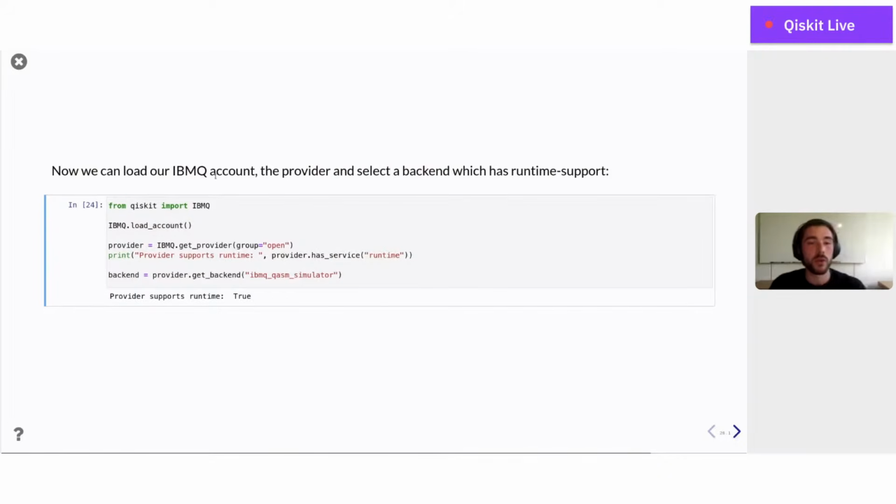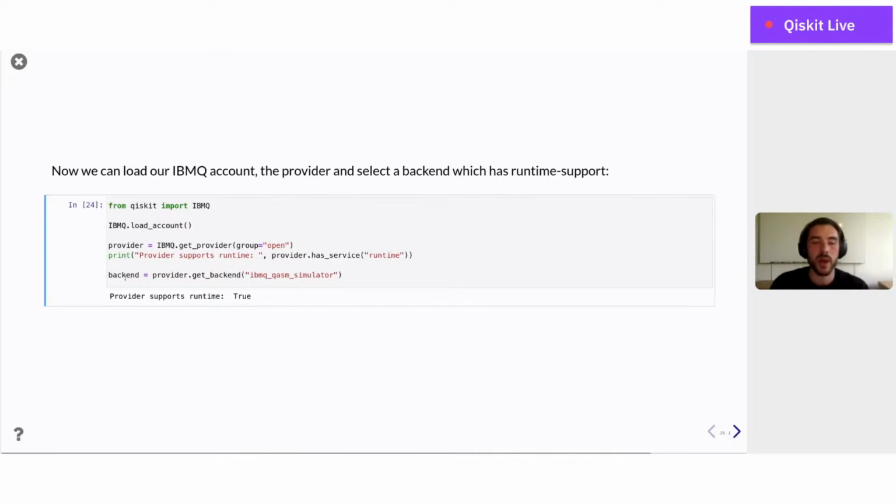So first, you will need to have an IBM Q account, which you can create for free on quantum-computing.ibm.com. Once you have created that, you need to load that account. You can store the credentials in your Python environment. So load account will only work once you have actually stored an account previously. And you then have to do 2 steps. You need to get the provider. Here I'm getting the open provider, which has runtime support, as you can see down here.